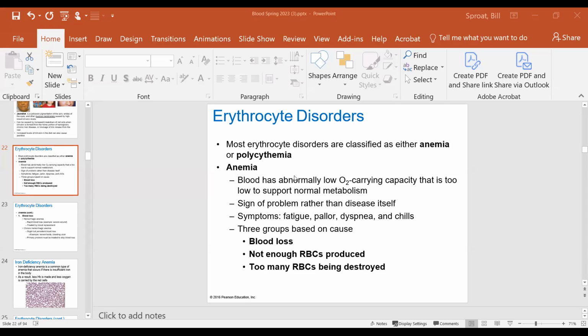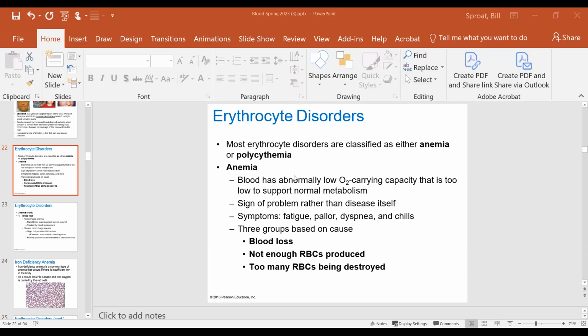We stopped yesterday at problems with red blood cells, erythrocyte disorders, things that go wrong. These are the interesting things, when things are malfunctioning. We can group red blood cell problems into two categories, either an anemia or a polycythemia. Remember, anemia is simply a symptom of an underlying condition. It's not the disease itself. There is technically no disease called anemia. It is a response to a problem.